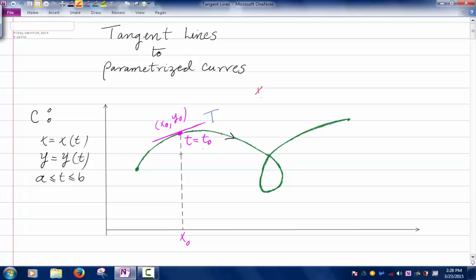So what is x at time t0? X at time t0, this is what we are calling x0. And y at time t0 is, we are saying, y0, right? Let's say capital T denotes the tangent line at that point. Tangent line at the point. Why do I care about the tangent line? Yeah, it's not the velocity, it gives you the direction of the velocity. The velocity would be a vector with two components, right? But the slope is telling you the direction of movement at that point.